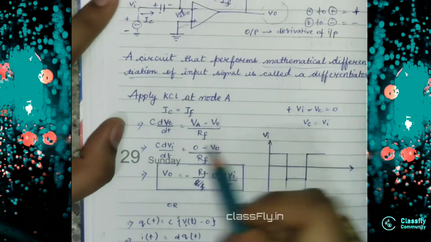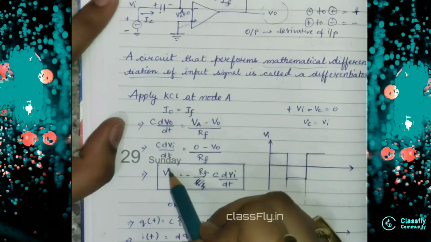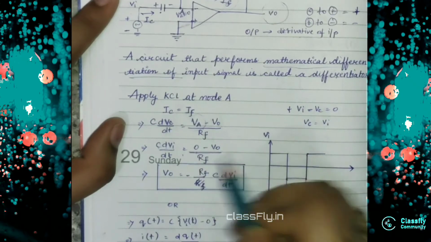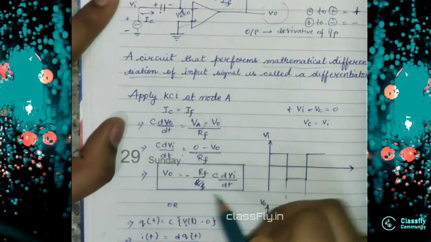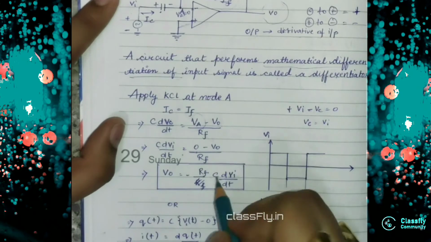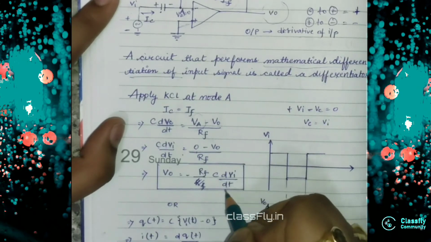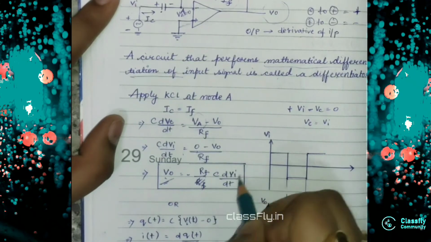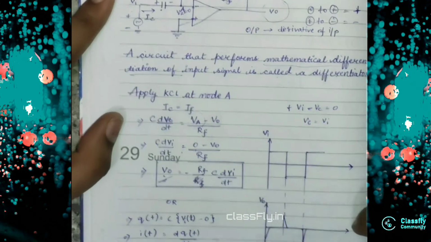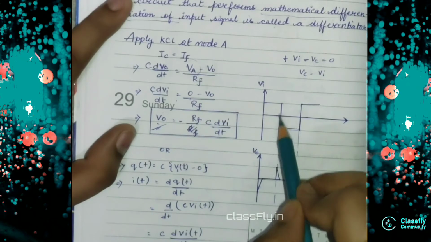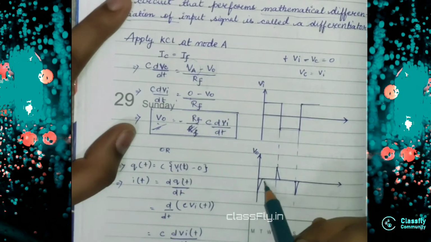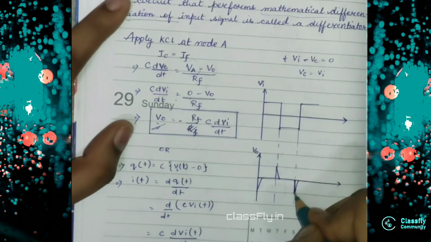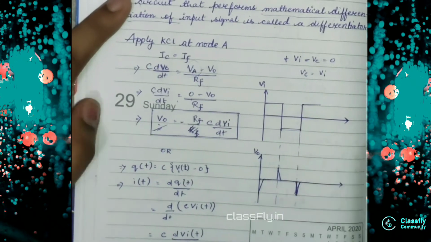So I put it here. So C dVI by dt equals VA, and we know this is virtual ground, so 0 minus V0 over RF. So when I solve this, I get V0 equal to minus RF C dVI by dt, which proves that output is the derivative of the input signal. Now see the waveform. If my waveform is in square form, I will get an output as spikes. Like this I will get my output.